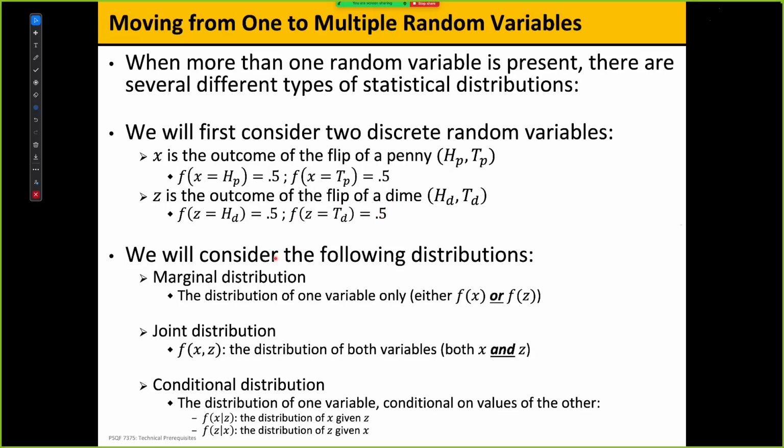So there are three different types of distributions I want to describe. A marginal distribution, which is the distribution of one variable, right? F of x for the penny or F of z for the dime, regardless of what happened on the other. All right.